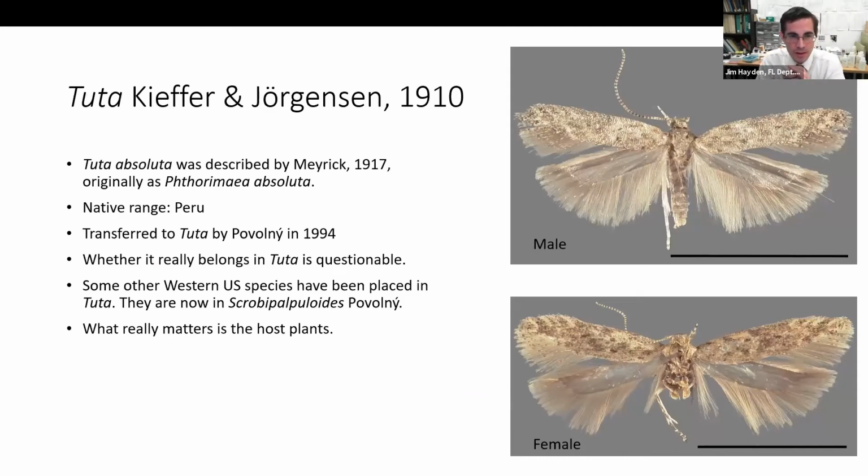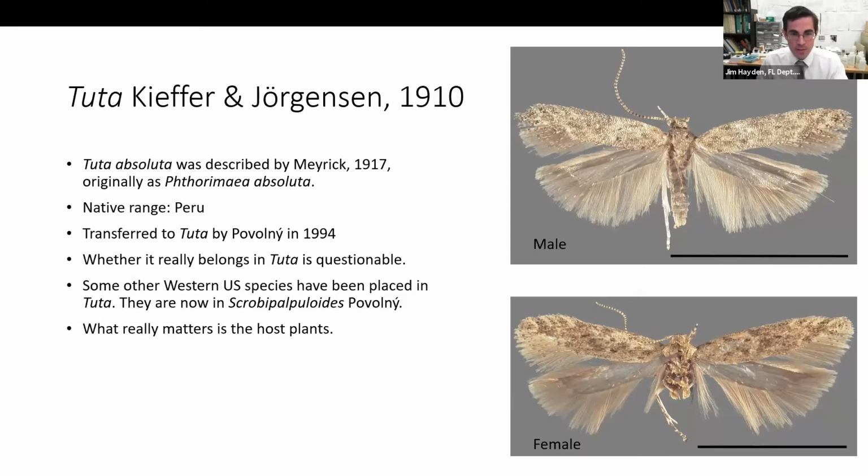Tuta itself was described by Meyrick in 1917 in Thoramea. Native to Peru, it was bounced around, placed in one genus after another, and transferred to Tuta by Povolný in 1994. Yes, that might change in the future because it doesn't really fit very well in any genus. But we're calling it Tuta for now.